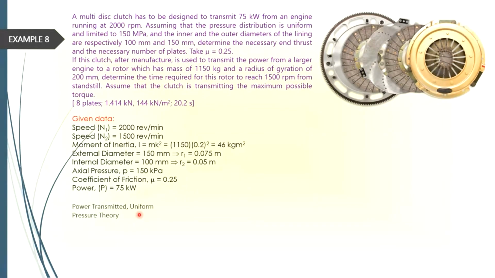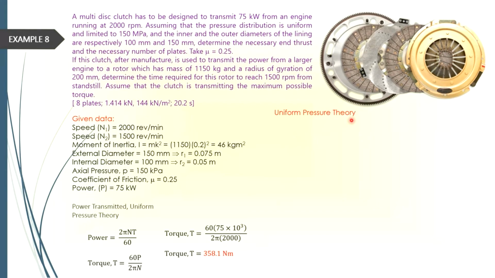So power transmitted under uniform pressure theory. This is the power formula that we have. So the torque: from this, we will be able to find out the torque because the question has given us the power and the speed. So from the power, we find the torque, and this will be the torque to be transmitted by the clutch. So this is 358.1 Newton meter.